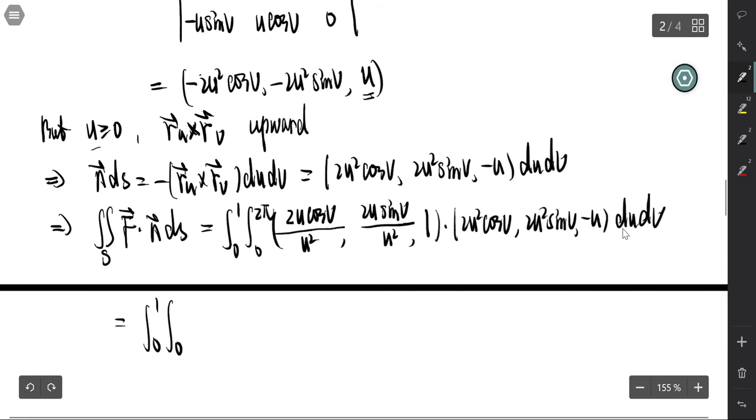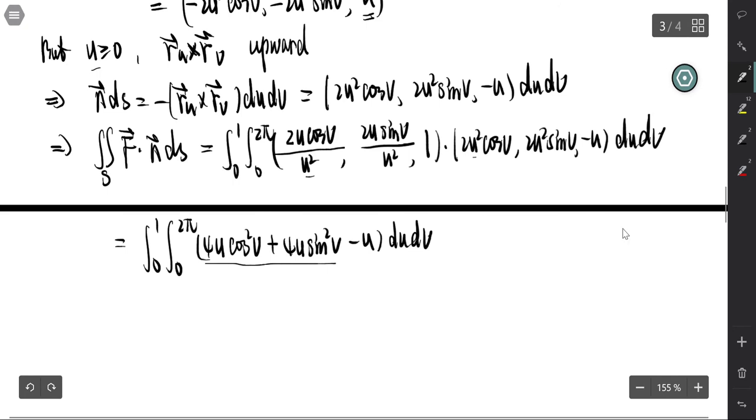Take the dot product. So u squared, so that is 4u cosine v squared plus 4u sine v squared, and then negative u du dv. This is 4u, the first two terms. It's actually 4u, so that is 3u dv du.